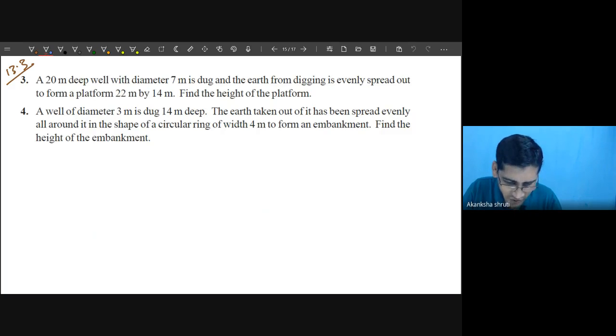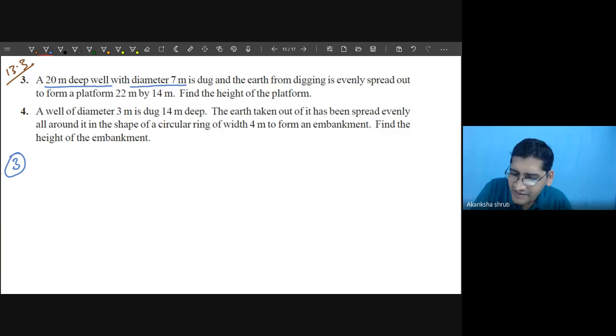The same thing, students, these question numbers 3 and 4 are also very easy. So let me even explain question number 3, though these are very easy. It is given that a 20-meter deep well of diameter 7 meter is dug, and the earth from digging is evenly spread out to form a platform 20 meter by 14 meter. Are you getting? Means a well in the shape of a cylinder is dug.